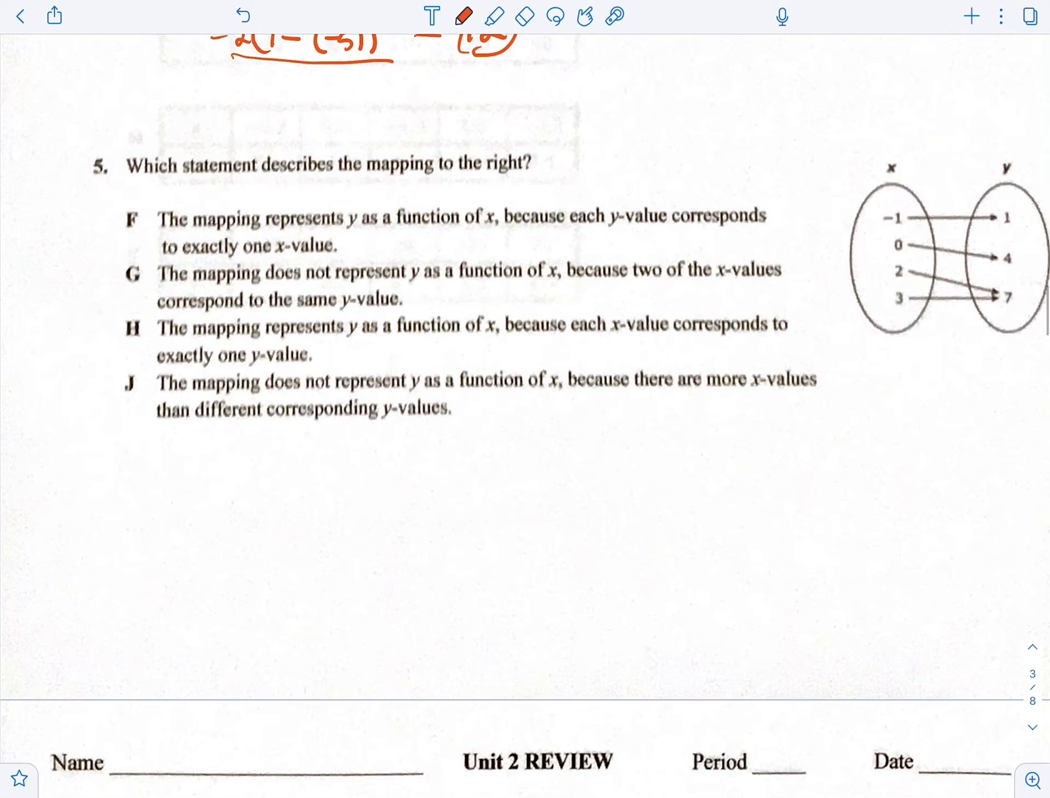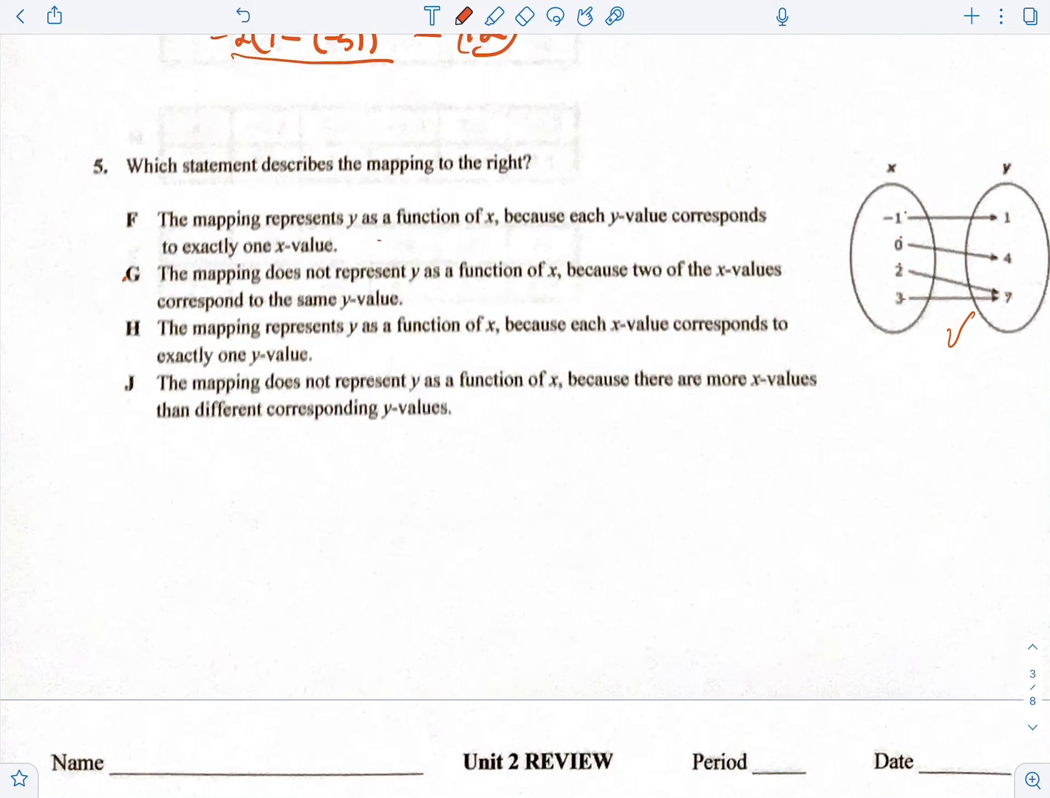Number 5, which statement describes the mapping to the right? The mapping represents y as a function of x because each y value corresponds to exactly one x value. All right, is that the definition of a function? Well, let's look, guys. Is it a function? It is, because none of these x values are going to 2 or more than one y value. So I think that it's true that y is a function of x. I'm just not sure that the reasoning is correct.